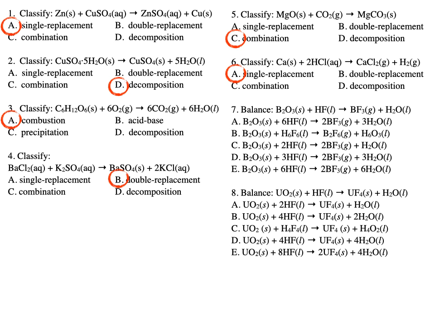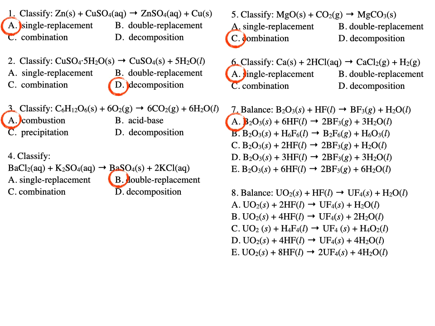Now, 7 and 8, we're just going to balance. The best way to do these is to write the equation, balance it, and then check the answers. B2O3 plus HF yields BF3 plus H2O. That balances B2O3 plus 6HF, yielding 2BF3 plus 3H2O. That gives me 2 borons on each side, 3 oxygens on each side, 6 hydrogens on each side, and 6 fluorines on each side.